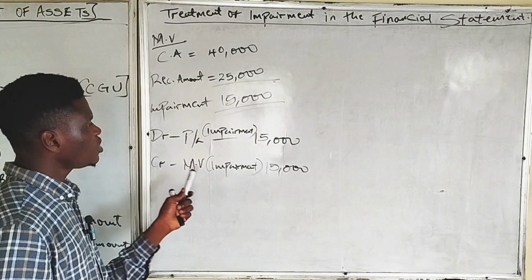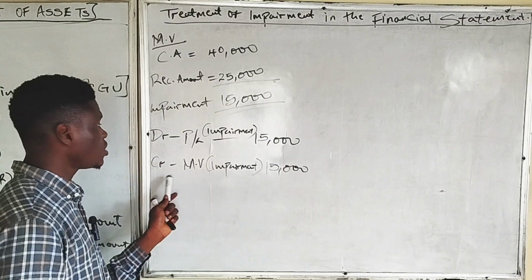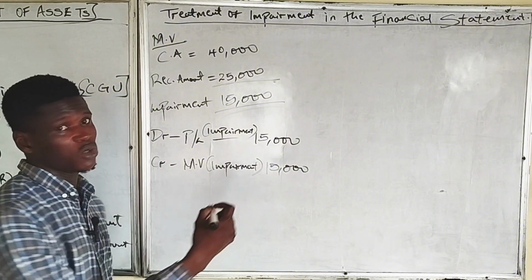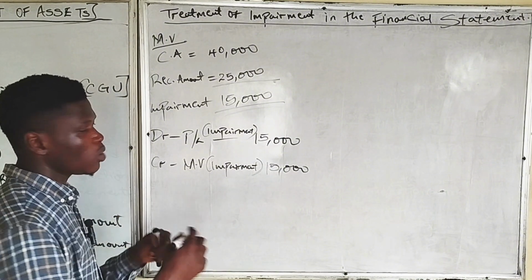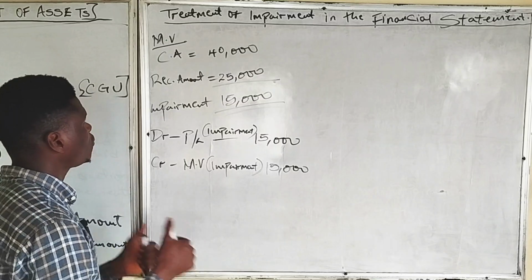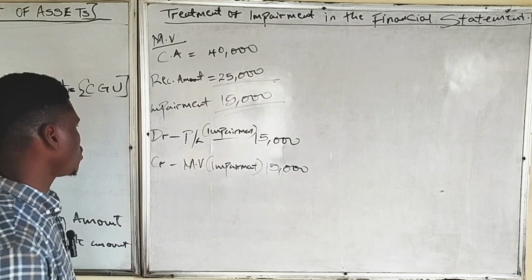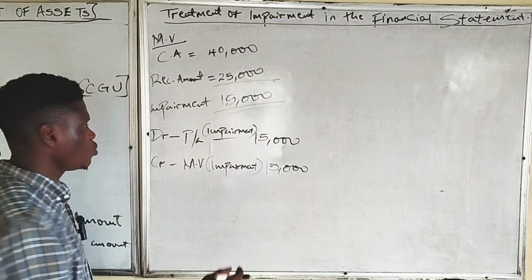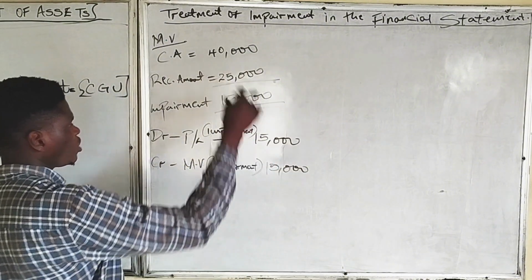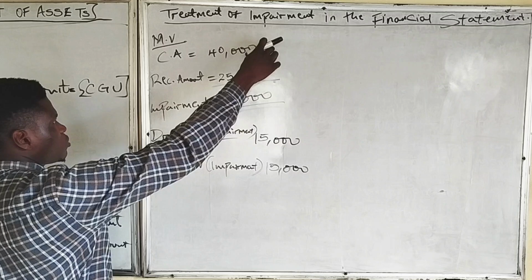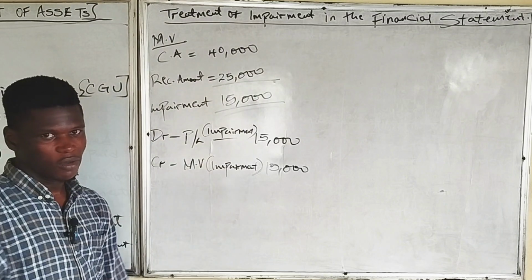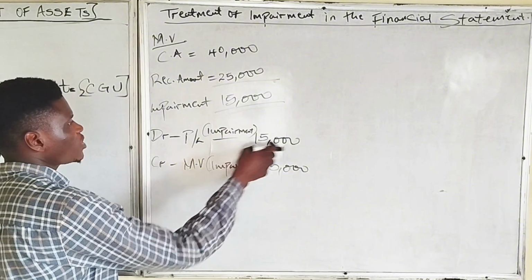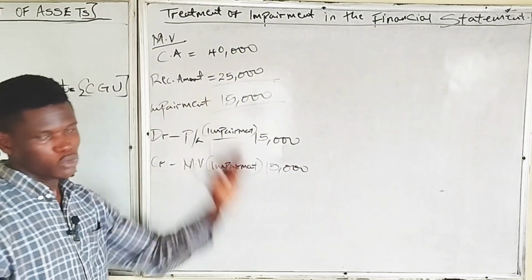Crediting motor vehicle means we're deducting from motor vehicle. Motor vehicle is an asset, and we've talked about this before. If you are crediting an asset, it means we are deducting from the asset. In case you don't know how to pass this entry, please go back to the first video where we mentioned all of this. So we're deducting 15,000 from 40,000 for it to reflect this 25,000. Then debiting expense, which is profit or loss, means we're adding 15,000 as an expense to reduce the profit.